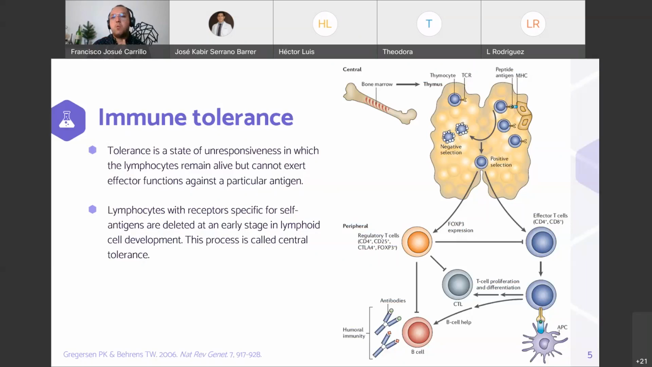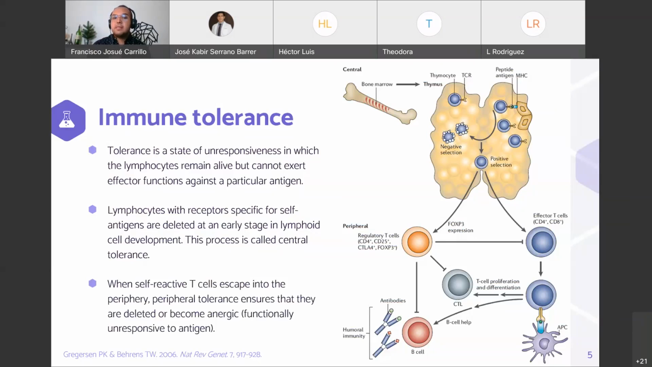Those cells that have a weak response could continue to their development stages, and this is called positive selection. Also, when self-reactive T cells escape into the periphery, there are some other mechanisms known as peripheral tolerance that ensure that they are deleted or may become anergic. Anergy is a state of functional unresponsiveness to the antigen.